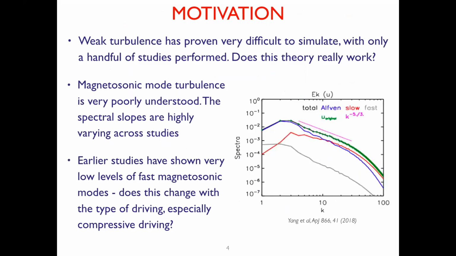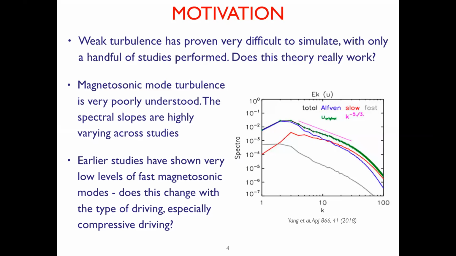Now all this is theory. What are we trying to do? First, does this theory really work? We want to verify that using MHD simulations. The second question is, what about the slow and fast modes? People are always talking about Alfvén modes and their spectrum, but the spectrum of the slow and fast modes is very poorly understood. Numerical studies are also limited and do not show it clearly. This is an earlier study by some people, and here you can see the energy spectrum as a function of wave number.